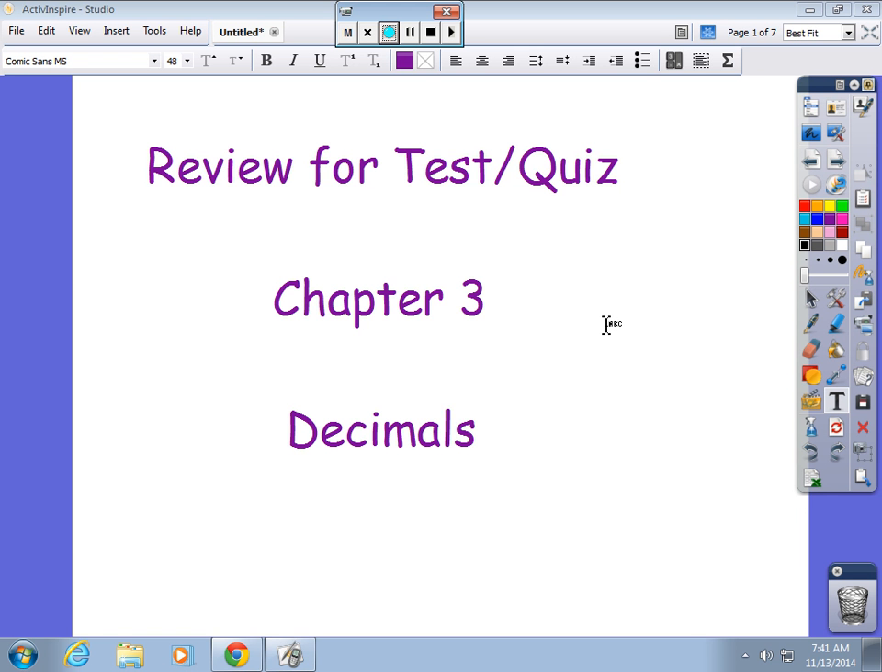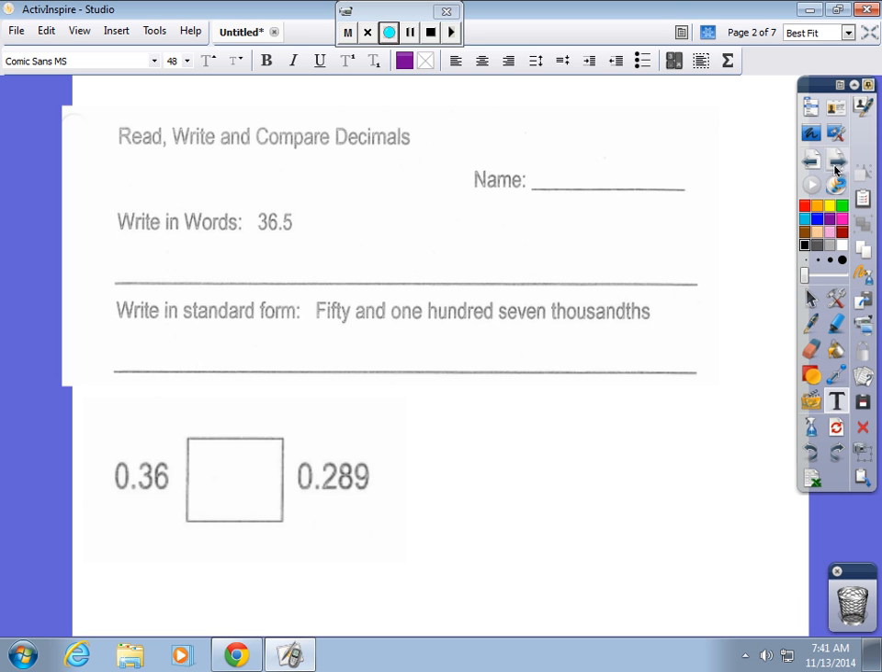Hello and welcome to our review for the test/quiz on Chapter 3. Chapter 3 has like 22 sections to it, which is crazy long for me to have a test. So we're going to have a decimal quiz/test on Friday, so be ready. I'll go through everything with you on this screen on your sheet. You can follow along, or you can complete it and then just check your work with me.